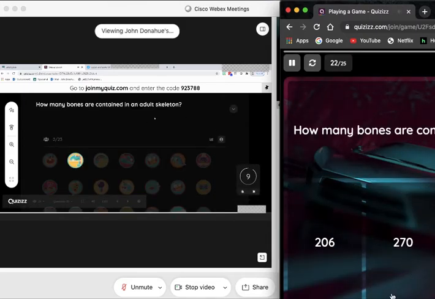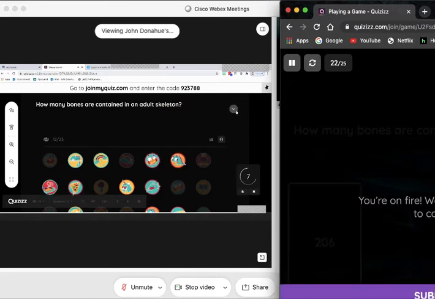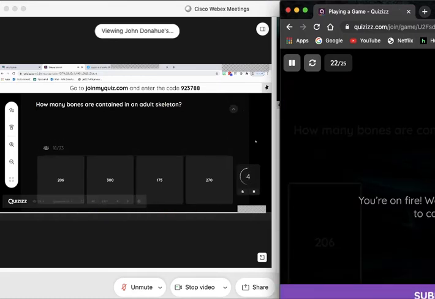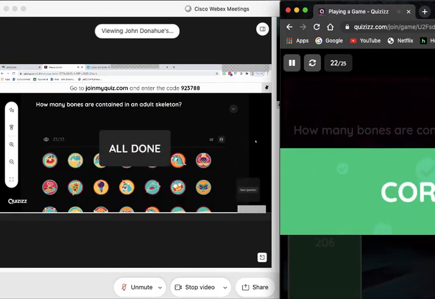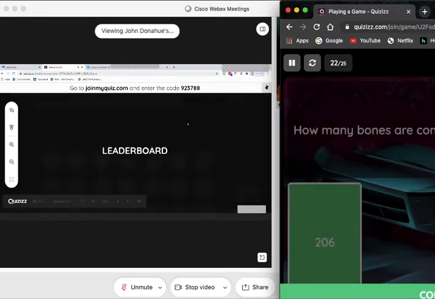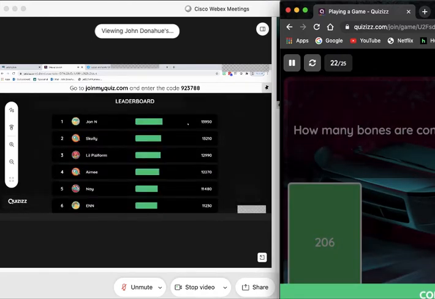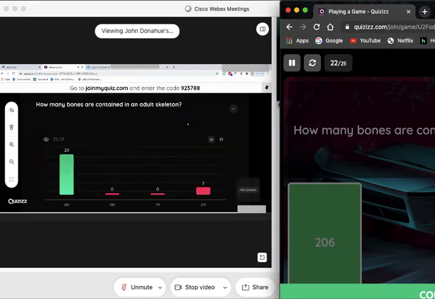How many bones are contained in the adult skeleton? That's an old one. 206. And make sure you go back and look at the number of bones in the axial skeleton versus the appendicular skeleton. May see that again.